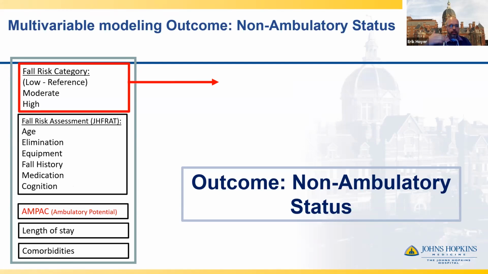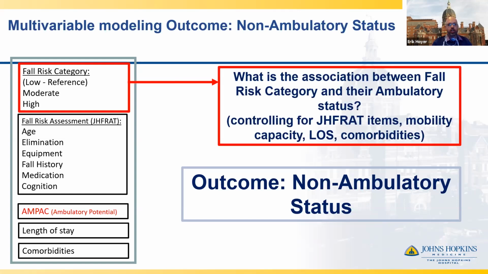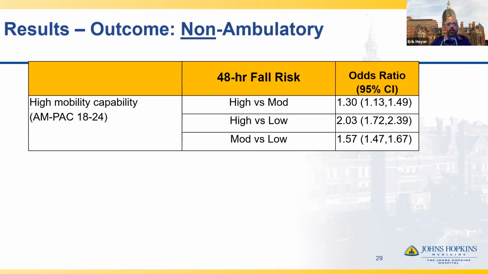But the key question that we were asking is, at the end of the day, even when we account for all these factors, the fact that a patient is put into a category of low fall risk, moderate fall risk, or high fall risk, what is that association with the outcome of non-ambulatory status after we control for all those items? And so this is our main finding from our analysis. I'm focusing on those patients who have high mobility capability. So again, these are patients who have AMPAC scores of 18 to 24.